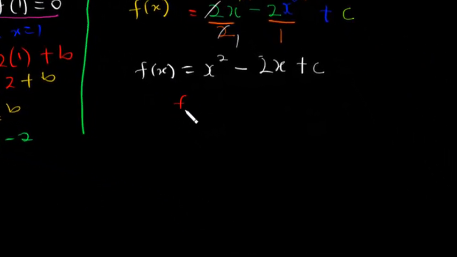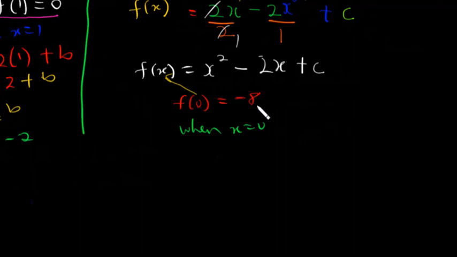The third equation says that f of 0 gives -8. That means when I substitute 0 into x here, the final result is -8. That is, when x equals 0, the function evaluates to -8.